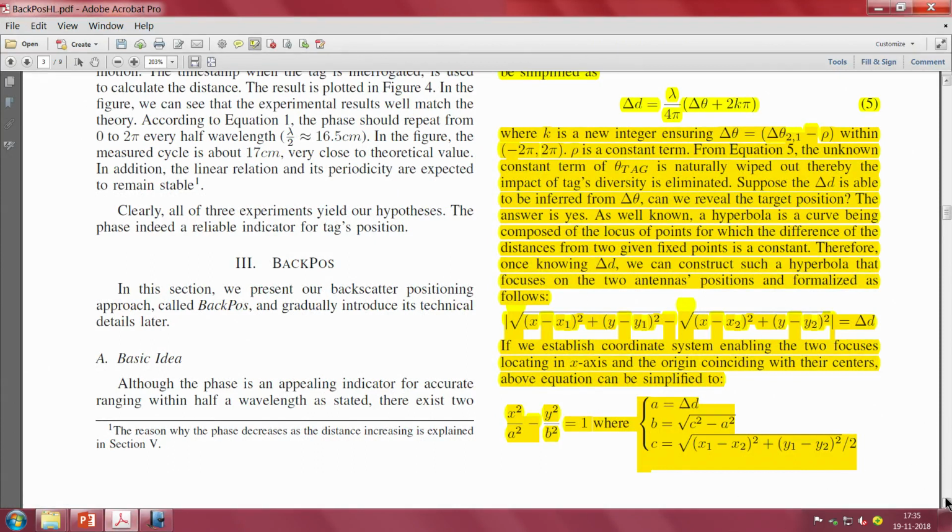So this divide by 2 essentially is coming because of the fact that the hyperbola is formed in the middle, exactly in the middle between the two antenna separation points.